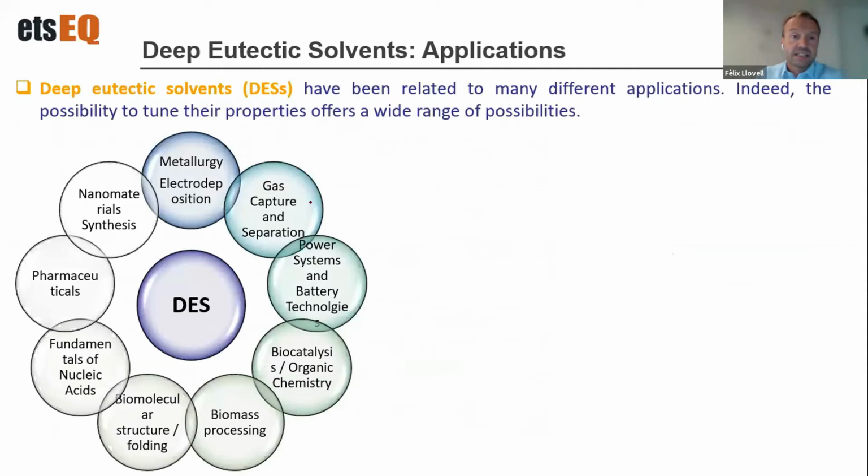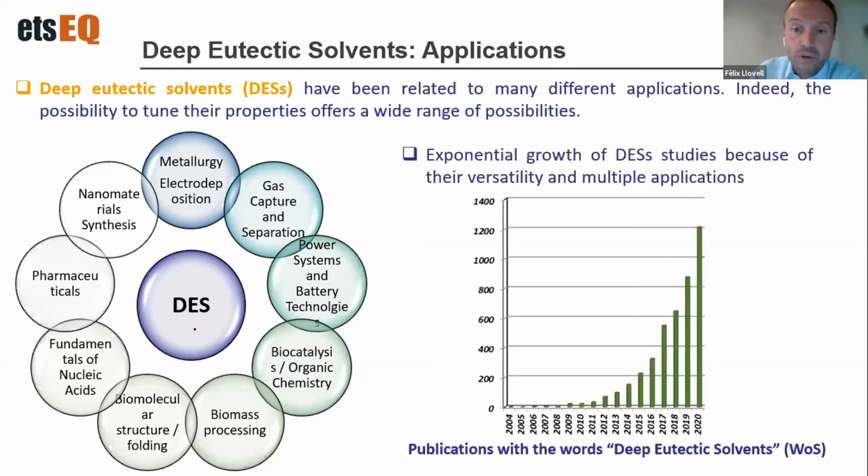Here, I'm just highlighting some of the particular applications where deep eutectic solvents are being studied, and in some cases, they already have been used. As you can see, the amount of possibilities is enormous. So these are becoming very attractive for researchers. We can see this in the exponential growth that deep eutectic solvents have experienced in the last years. This is just a statistic taken by putting the words deep eutectic solvents in the Web of Science. And you can see that there is an exponential amount of work published on the topic.